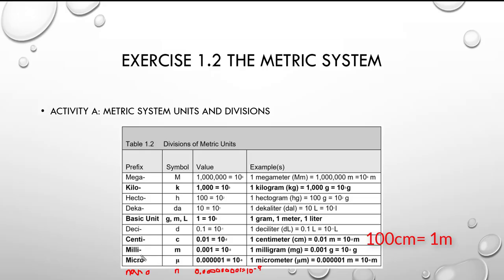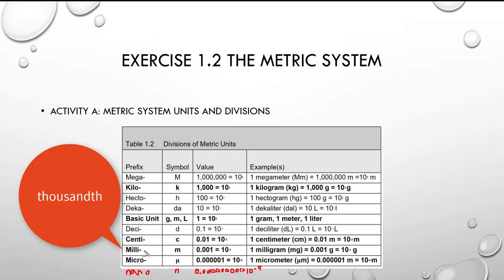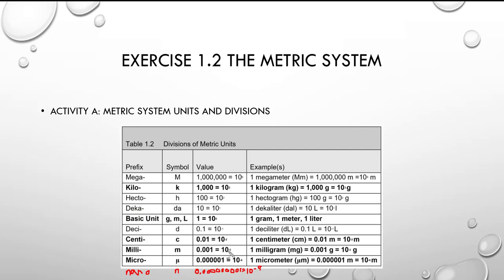Okay. Milli is another prefix. So milli, you can see the symbol is an M. So that's milli, think 1,000th. So centi is 100th, milli is 1,000th. So 0.001 or 10 to the minus 3. So milligram is 0.001 grams, or you can think of it as 1,000 milligrams in 1 gram.